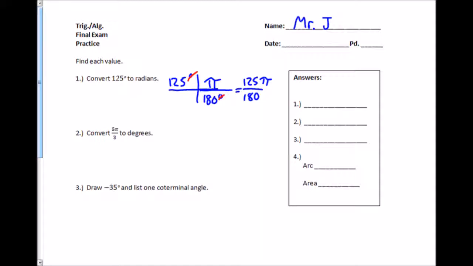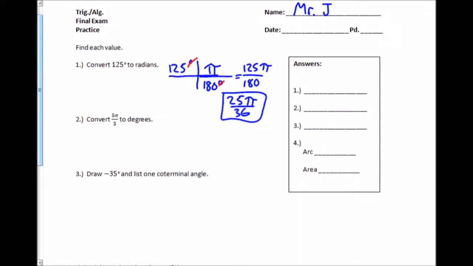And then really it's just a matter of reducing this fraction. So I've got to reduce the 125 over the 180. And it looks like that reduces to 25 pi over 36. And that's it. If I look at the next one, it asks me to convert this to degrees.